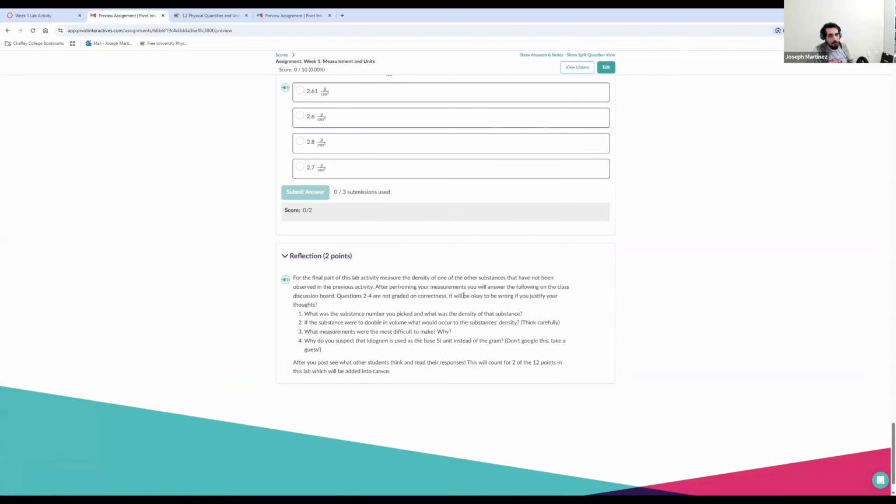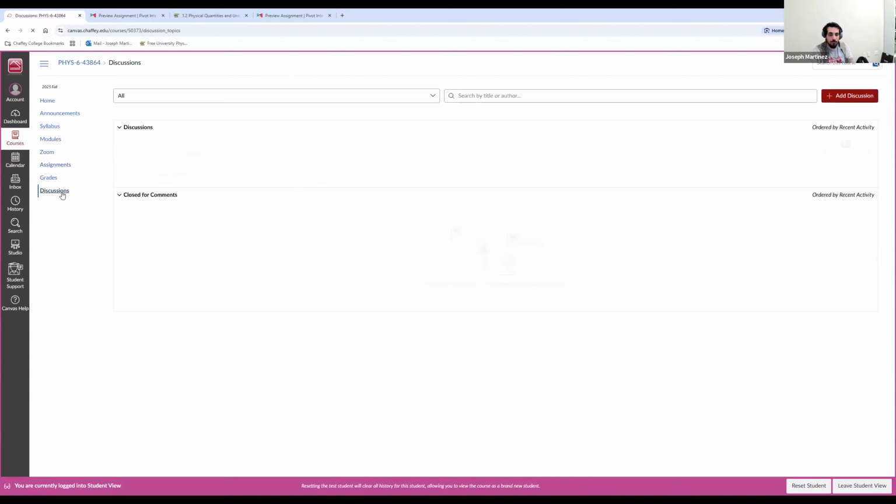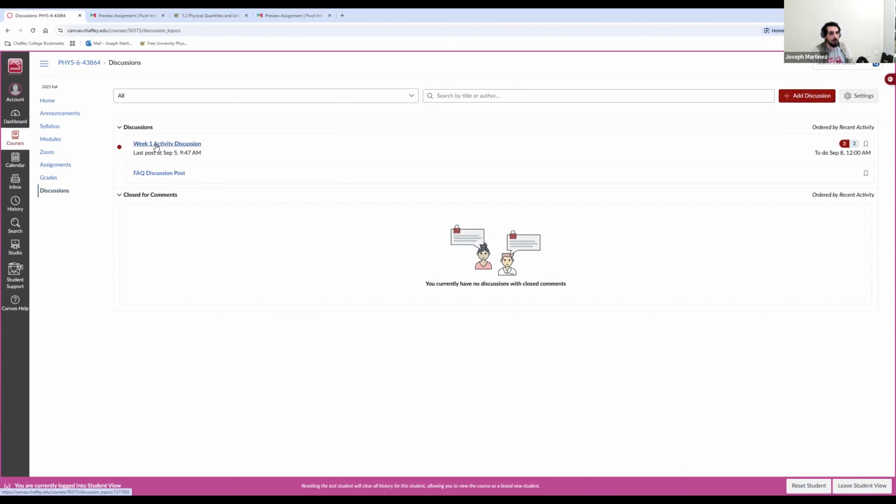There's another part of this lab, and this comes into the reflection portion, because after you do the lab, it's always important to reflect upon what it is that we did. And in this case, I'm asking you to go to the week 1 activity discussion post in Canvas. So if you go over to Canvas, go over to discussions. There's also a link in that assignment. There's also a link in the module, so there's several ways to get here.